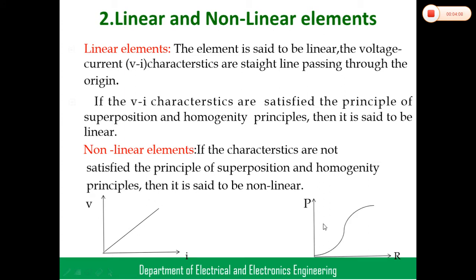For example, I have taken some other parameters here, and the characteristics are like this. These characteristics are non-linear, since it is not a straight line. The example for non-linear elements is this one, and the example for linear elements is this one, a straight line passing through the origin. That one is non-linear and this one is linear.